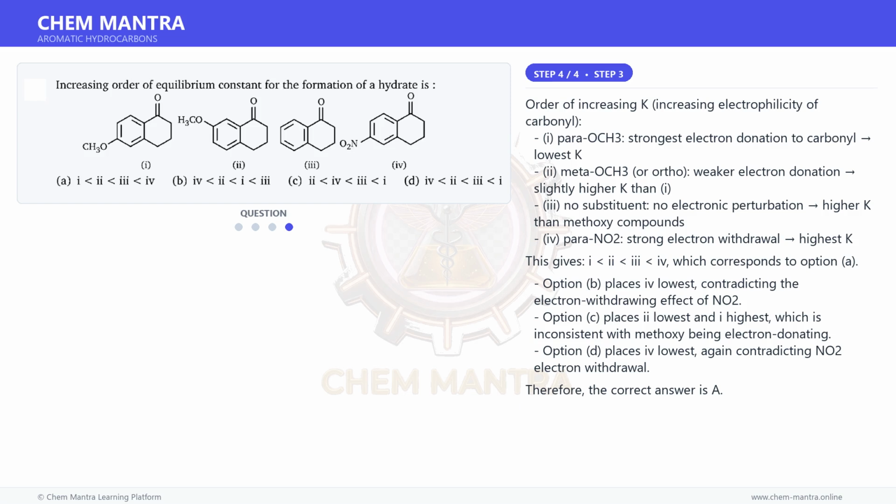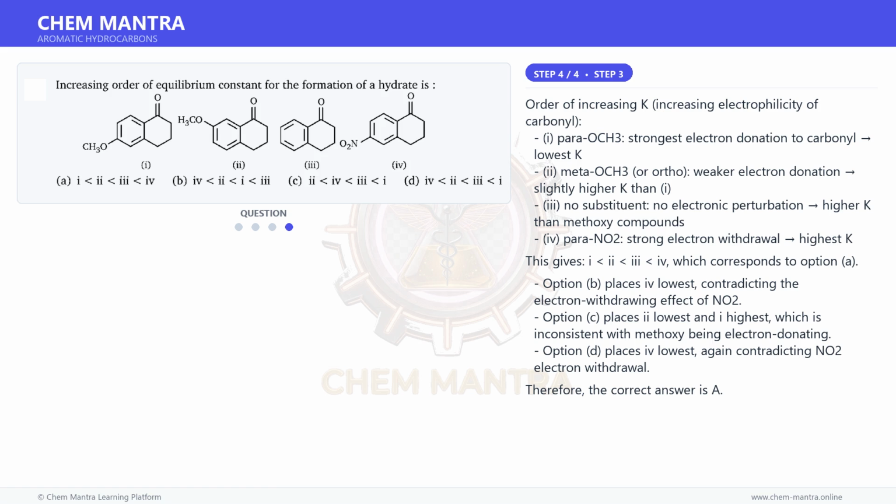And for the final step. Order of increasing K, increasing electrophilicity of carbonyl. 1, para OCH3, strongest electron donation to carbonyl, lowest K. 2, meta OCH3, weaker electron donation, slightly higher K than 1. 3, no substituent, no electronic perturbation, higher K than methoxy compounds. 4, para NO2, strong electron withdrawal, highest K. This gives 1 < 2 < 3 < 4, which corresponds to option A.